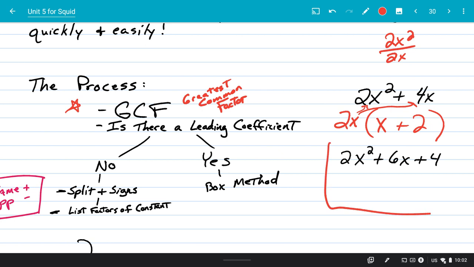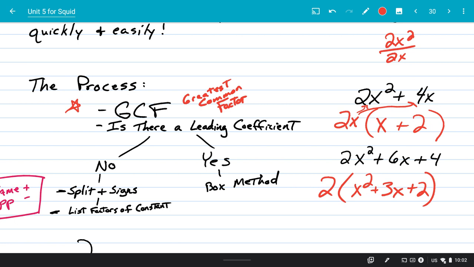So look at the second one here. Is there a greatest common factor? Is there a number that goes into all of that? Yeah, the number 2. 2 times what gets me 2x squared? 2 times x squared gets me 2x squared, right? 2 times what gets me 6x? Yeah, 3x. And 2 times what gets me 4? 2. I factored out my GCF, or I found my greatest common factor, and I pulled it out.